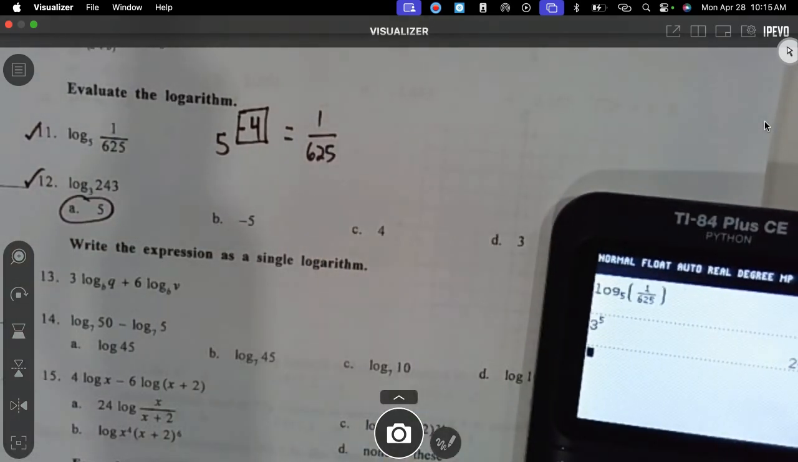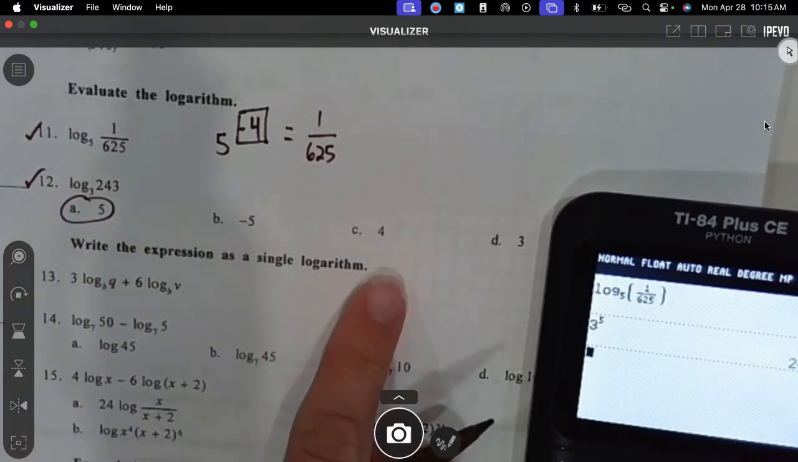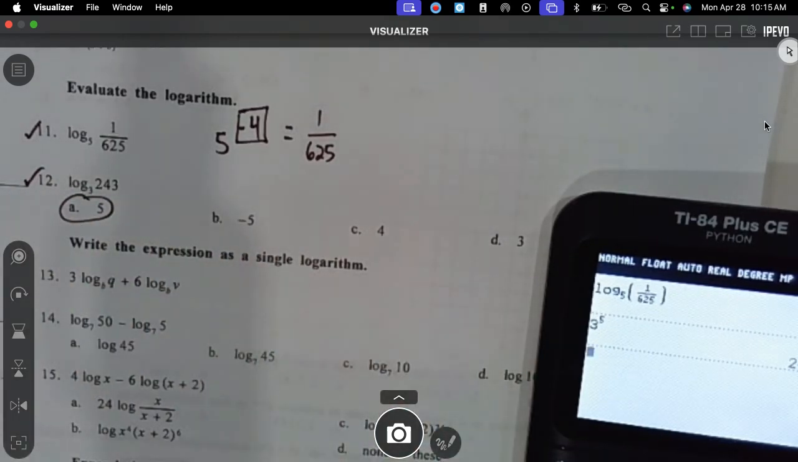Okay? So number 12 was on there. Are we doing good? Yes, ma'am. It's a bigger number, but all you have to do is just try them out. 3 to the negative 5, 3 to the 4th, 3 to the 3rd, 3 to the whatever. See which one your answer is. Okay. Now we're moving along to number 13.